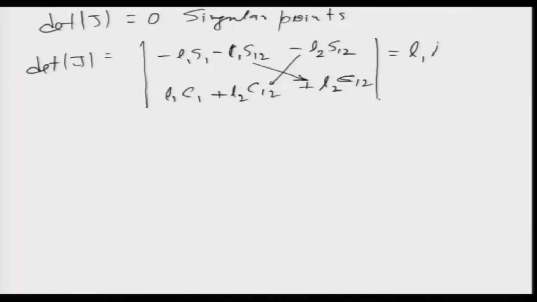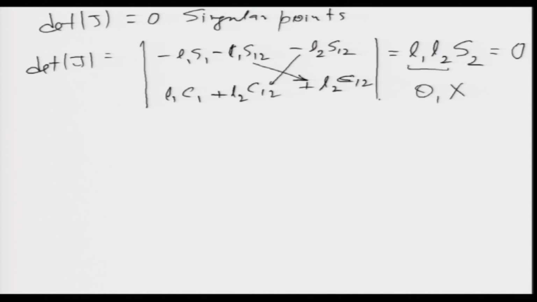And what we are left with is a very simple term, L1 L2 sin θ2. It is interesting to note that theta 1 does not appear in this expression, and only theta 2 appears, and L1 L2 are the link lengths. So, the determinant of J is equal to L1 into L2 into sin θ2, and in case of singularity, this is equal to 0.